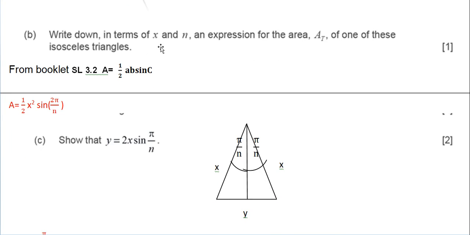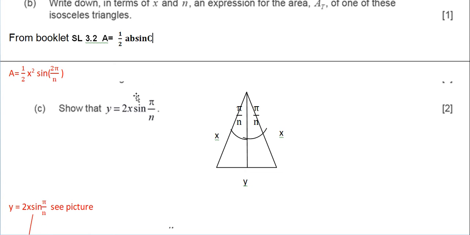Write down, in terms of x and n, an expression for the area of one of these isosceles triangles. From the booklet, section SL 3.2, we know the formula for the area of a triangle: half of the two sides and the sine of the angle between them. And we use this formula here. So we have the expression, as they asked.